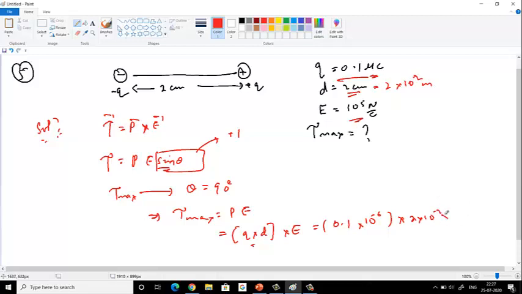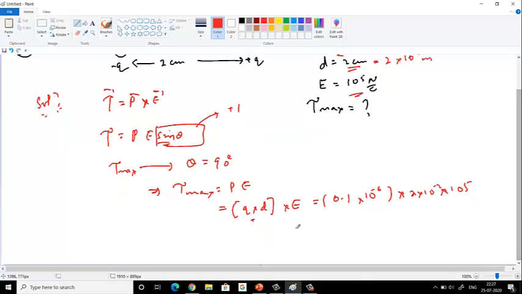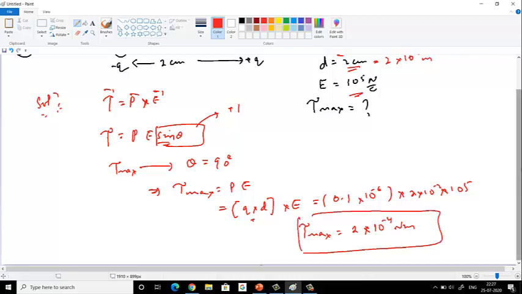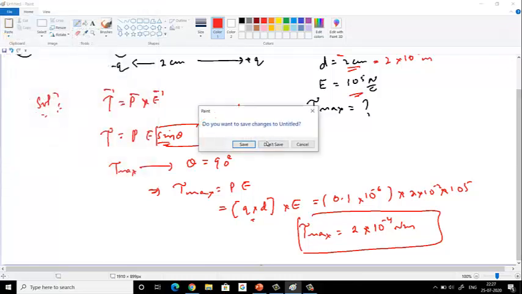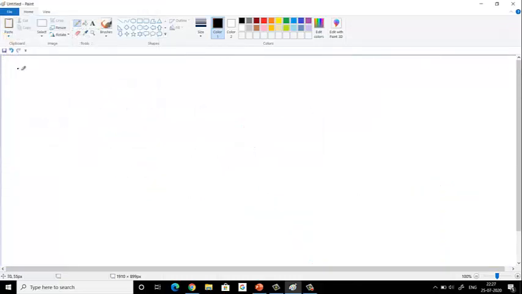And finally, the electric field value is 10 power 5. So on simplifying this, you'll get 2 into 10 power minus 4 Newton meter. That's it. Simple. This was a very simple question. Fine, next question. Sixth question.